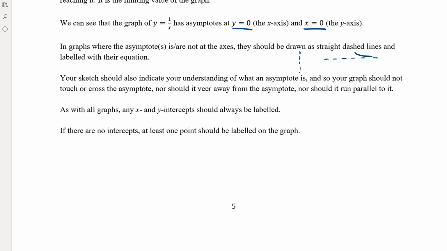It's practiced and learned. As always, X and Y intercepts should always be labelled, and if there are no intercepts then we should have at least one point labelled on the graph to give us a sense of the dilation happening with the graph. We'll talk more about that as we work through some examples. Let's go back up here.